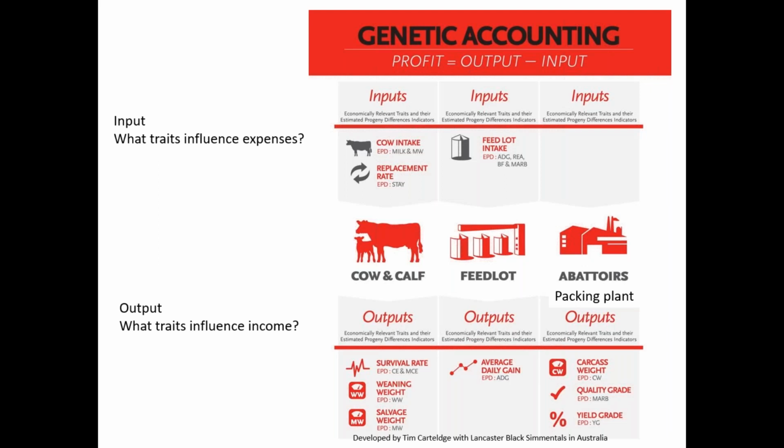So this graphic was developed by Tim Cartledge with Lancaster Black Simmentals in Australia, and it nicely depicts API and the traits that influence this index. And so the way these indexes work is by creating an entire beef cycle and looking at all the traits that influence profit, all the input traits that would influence the expenses, and all the output traits which would influence the income for the cow-calf unit, the feedlot unit, and the packing plants or the abattoir. And then we also need to add how much of an impact each one of those traits has on profitability. So they get weighted according to how much movement in that EPD will adjust the profitability of those operations.